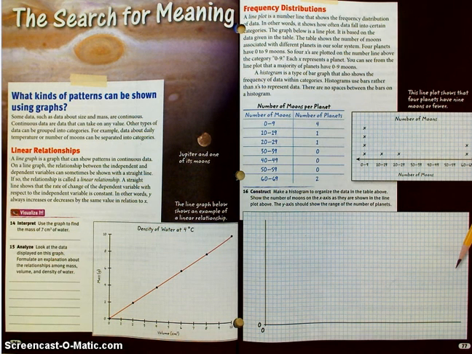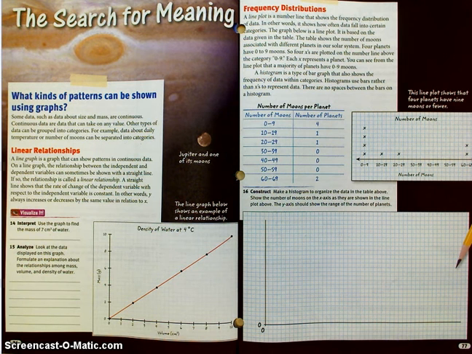All right, this is screencast number 3 for Unit 2, Lesson 1, and I'm on page 76. What kinds of patterns can be shown using graphs? Some data, such as data about size and mass, are continuous. Continuous data are data that can take on any value. Other types of data can be grouped into categories. For example, data about daily temperature or the number of moons can be separated into categories.